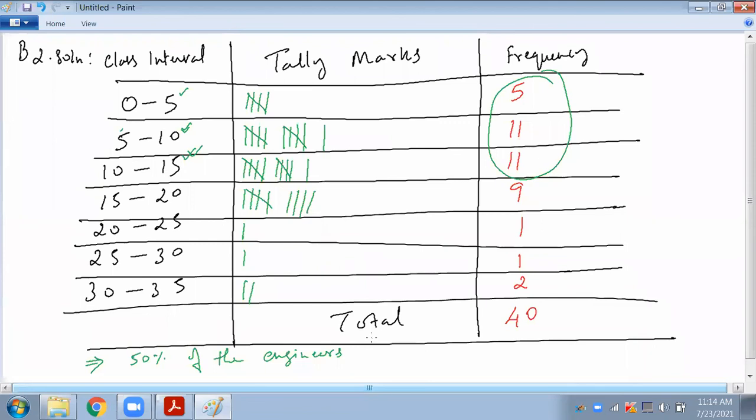So we can say 50% of the engineers are having their residence within 15 kilometer from their workplace. Okay.